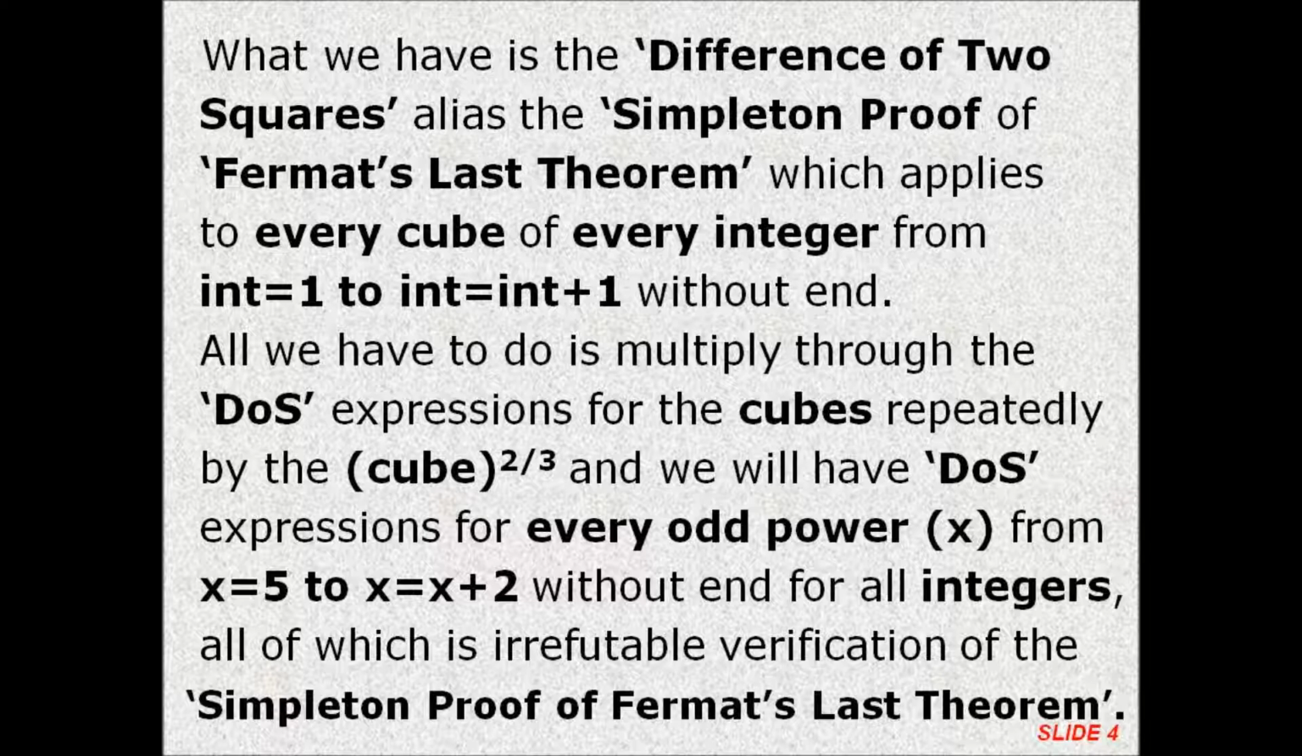What we have is the difference of two squares, alias the simpleton proof of Fermat's last theorem, which applies to every cube of every integer, from integer equals 1 to integer equals integer plus 1, without end. All we have to do is multiply through the difference of squares expressions for the cubes repeatedly by the cube root squared, and we will have a difference of square expressions for every odd power x, from x equals 5 to x equals x plus 2, without end for all integers, all of which is irrefutable verification of the simpleton proof of Fermat's last theorem.